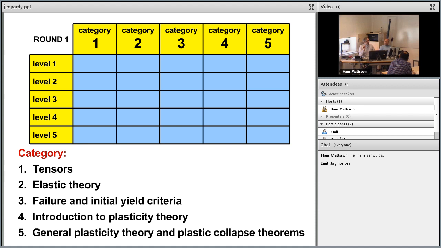And it's one tricky thing here, that each group will choose questions from these categories and these levels, but each group can just choose the same category once, but on different levels, of course. So it's a little bit of strategy here, how you choose.